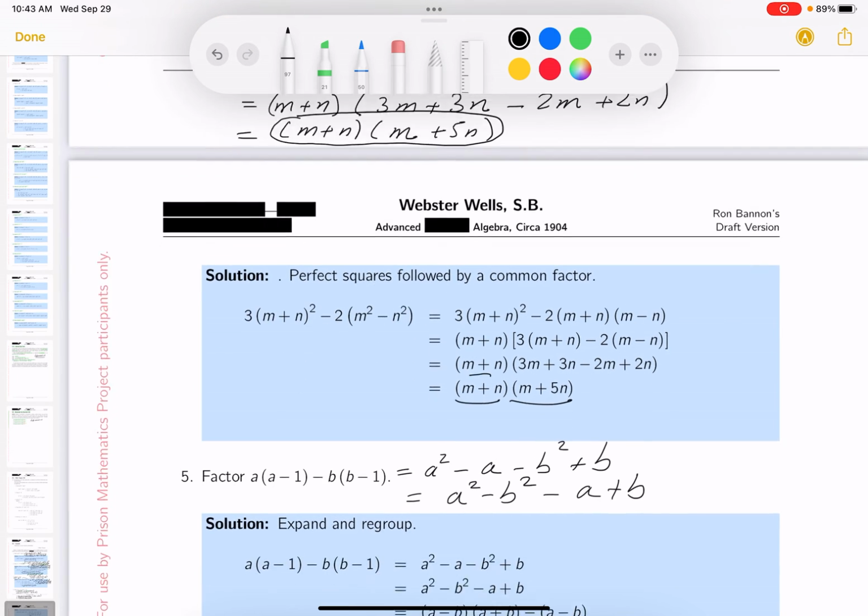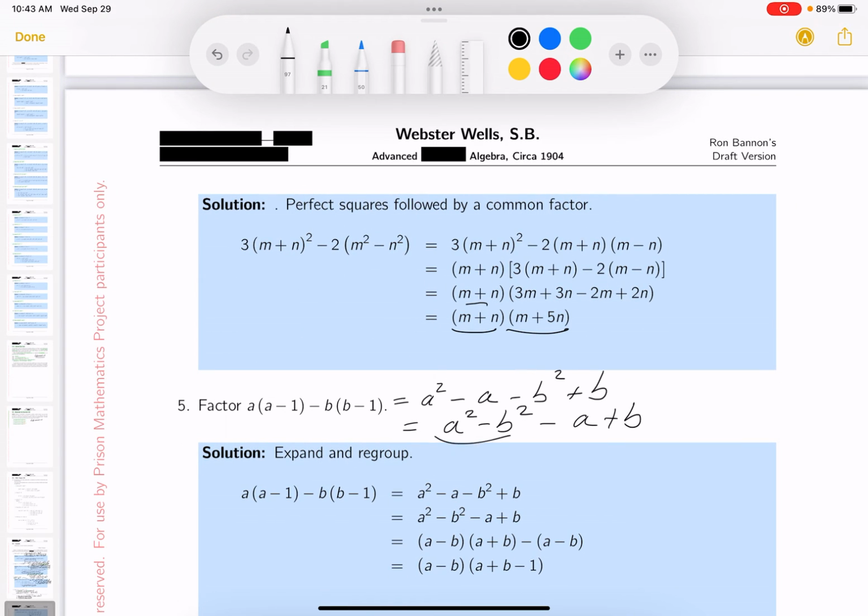I'm going to factor by grouping. And what's that mean? I'm going to take the first two terms and the last two terms and just factor them. The first two terms factor to a minus b times a plus b. And the last two terms, a minus 1 pulls out, and you're left off with a minus b.